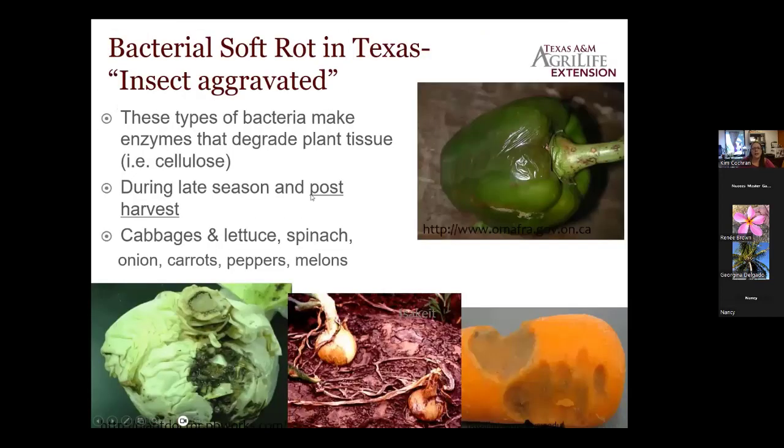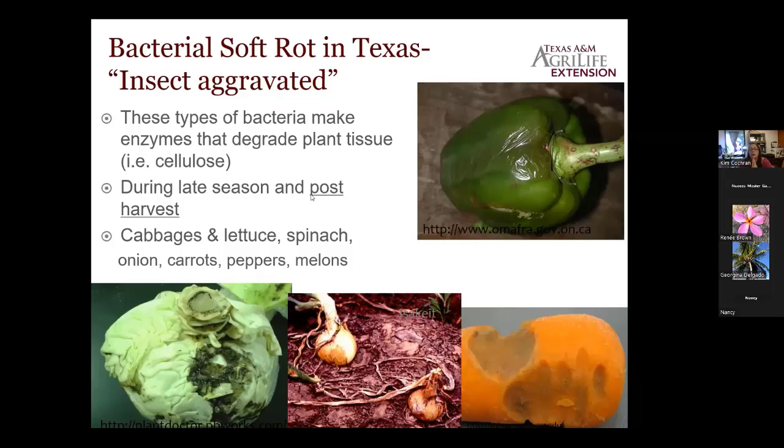All right, so this is the last group of bacteria. It's insect aggravated. Bacterial soft rots are very common in our vegetable production, unfortunately. These type of bacteria all make enzymes that degrade plant tissues, specifically cellulose, which is the material that gives plant cells their rigid structure. So if we lose that rigid structure, it's mush. And that's exactly what happens with soft rot. I see this on everything from peppers to cabbage to onions. It's very prolific. I most often see this late season and post-harvest.